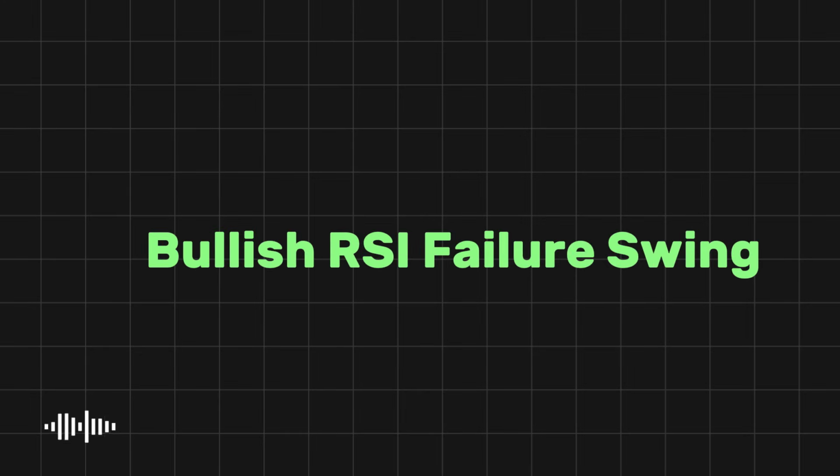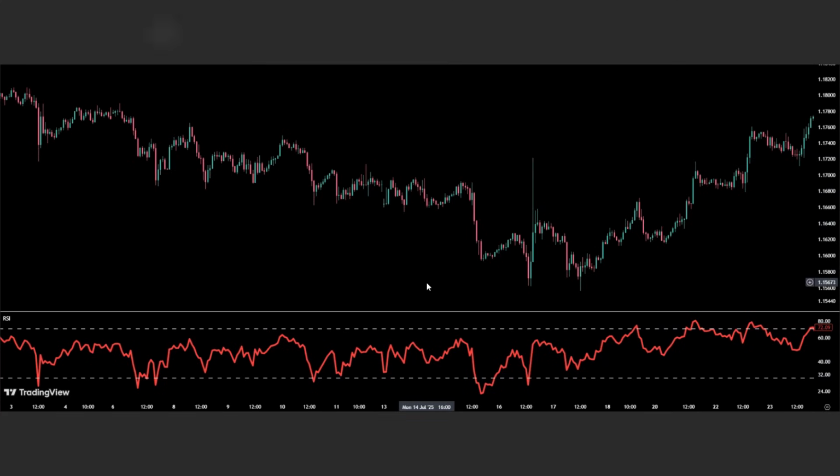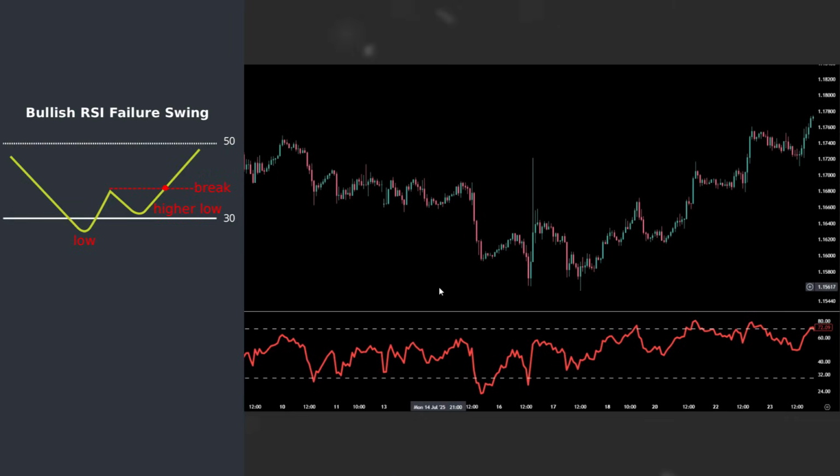Bullish RSI failure swing. A bullish RSI failure swing is a structural pattern inside the RSI that signals weakening selling pressure and a possible trend reversal. In many strong setups, this pattern forms inside or near the oversold zone, which makes the signal more powerful, but the structure itself is what really matters. Here is how it works.